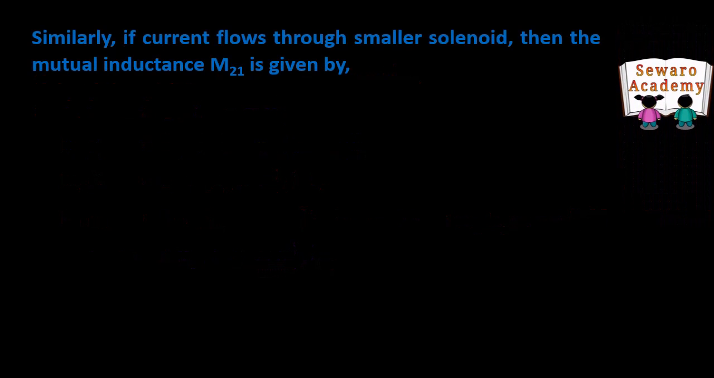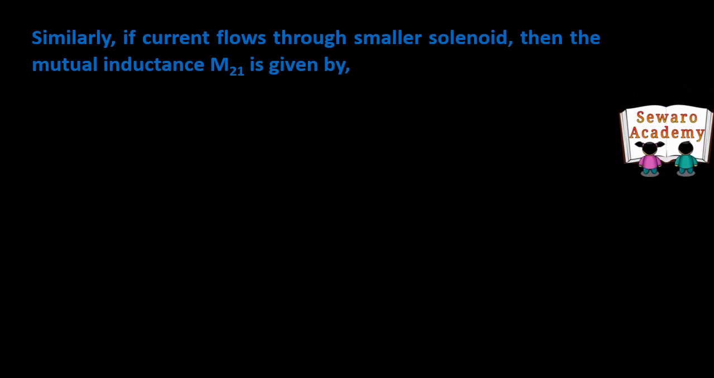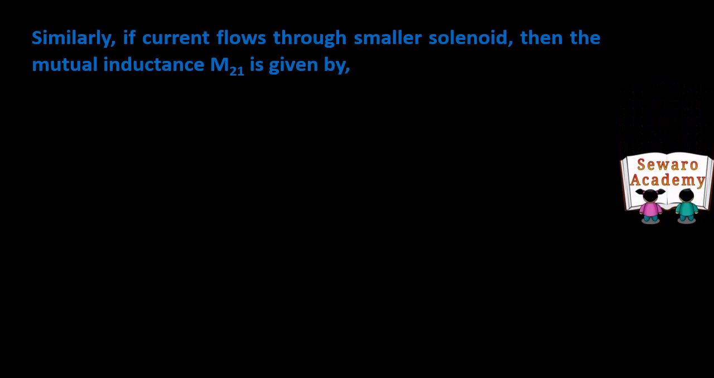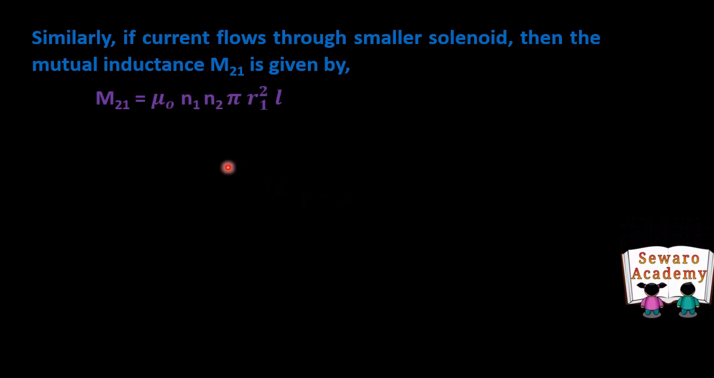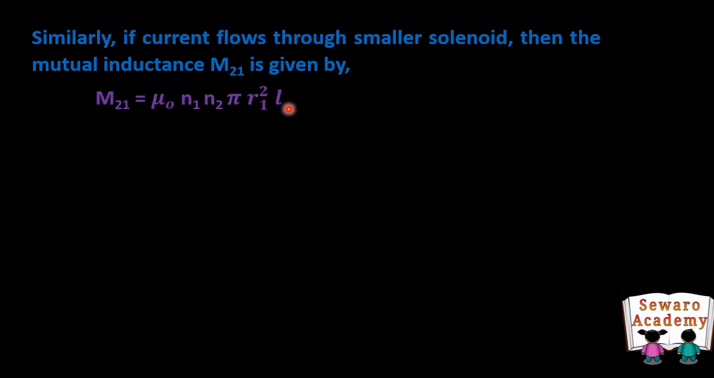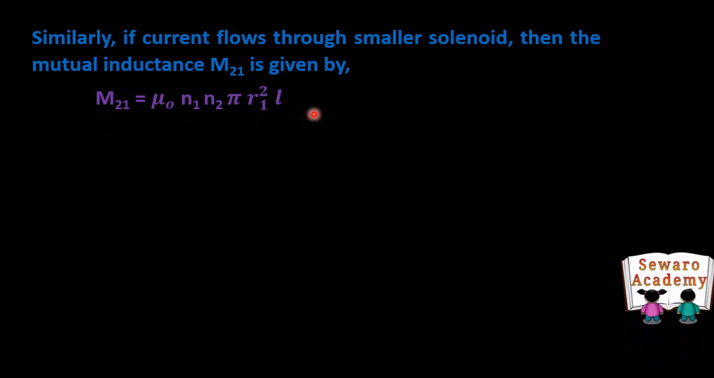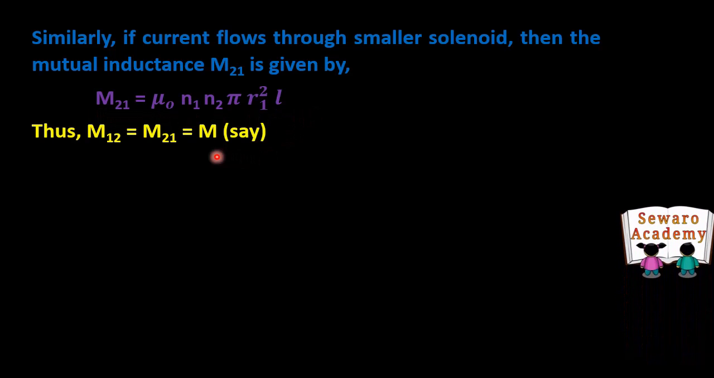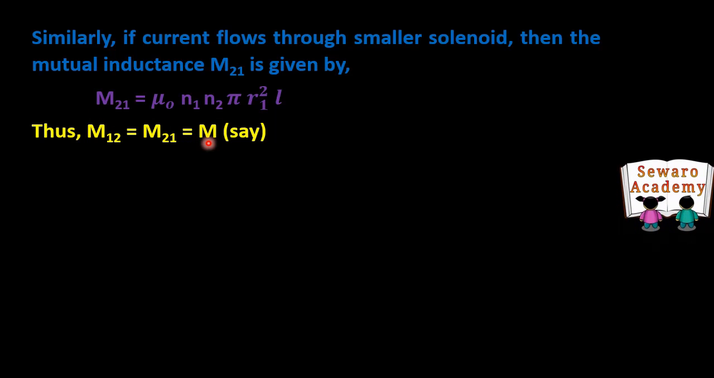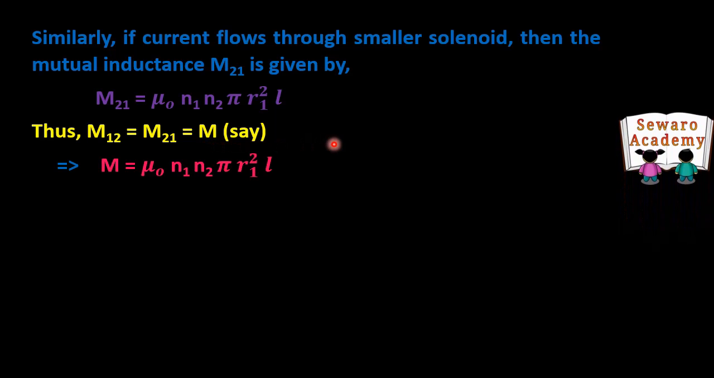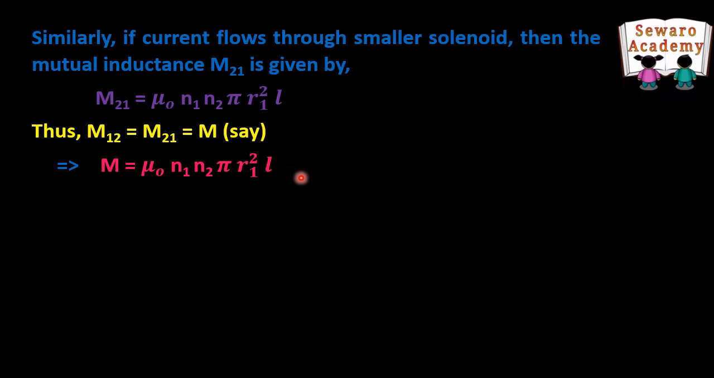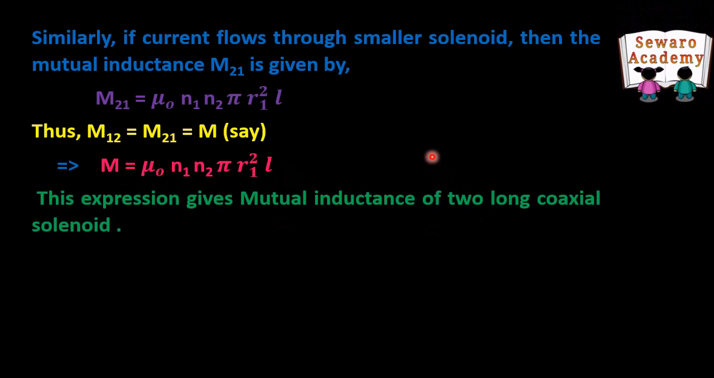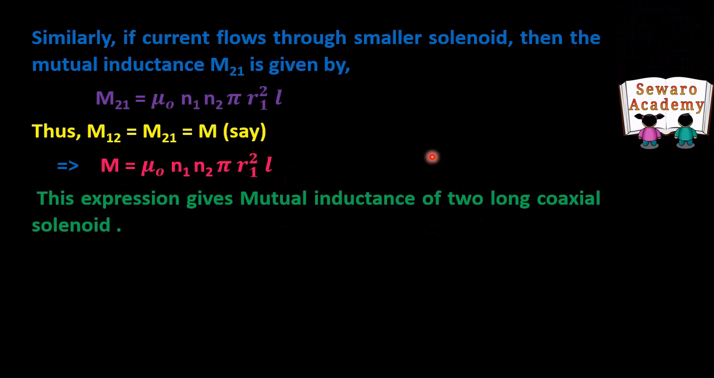Similarly, if we pass the current through the smaller solenoid and calculate the mutual inductance given by M21, then we will get the same expression as we have got for M12, which is mu naught n1 n2 pi r1 square L. So from the expression for M12 and M21, we came to know that they are equal, and let's say represented by capital M. And this capital M here is mu naught n1 n2 pi r1 square into L. So this is the expression for mutual inductance of two long coaxial solenoids.